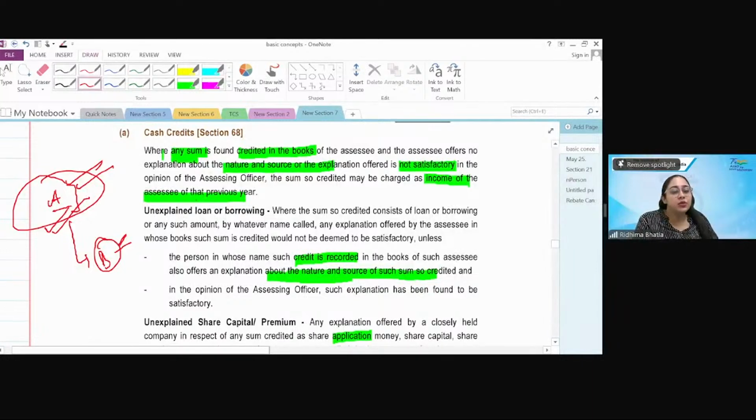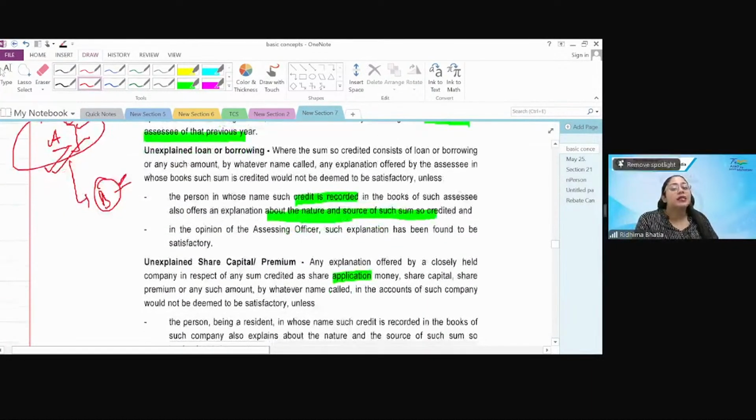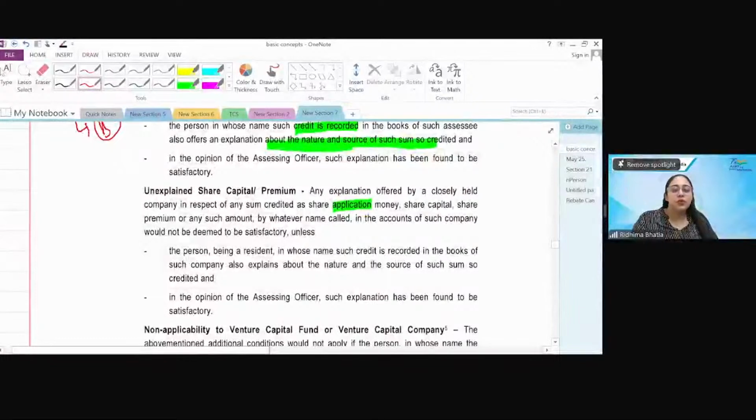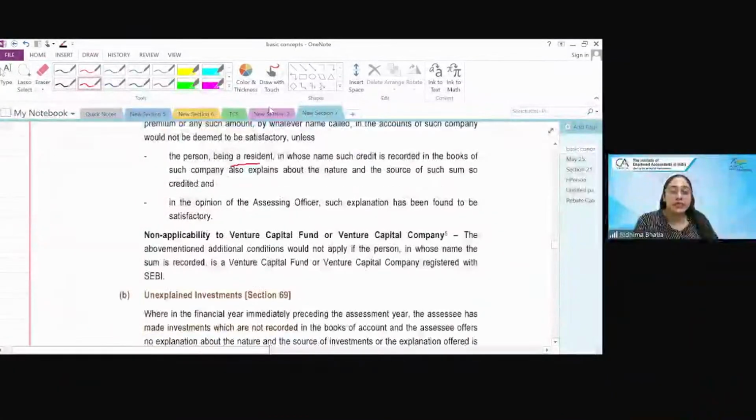This goes for unexplained loan and borrowings and unexplained share capital money. But share capital money mean they can only ask from the resident person who's a resident shareholder or a resident subscriber. Okay, but if you show that you received that money from a venture capital company or a venture capital fund, then they will not call that company. Okay, but if you're saying that I've received that share capital money from Mr. X, Mr. Y, or any other company, then they can call the other person for satisfactory explanation. And it is totally on AO whether he is satisfied or not, and the onus to satisfy is big.